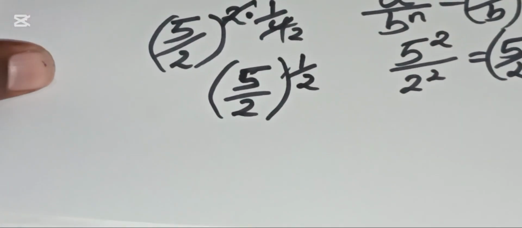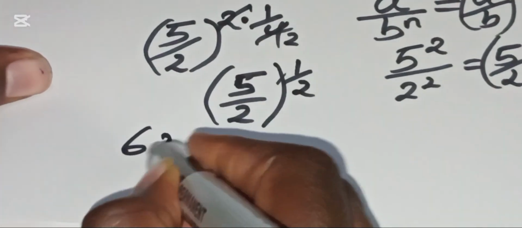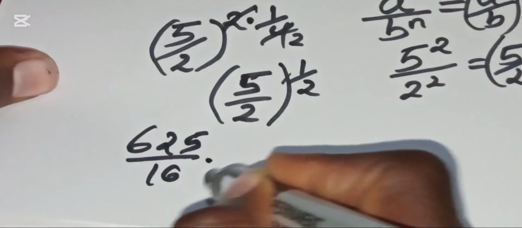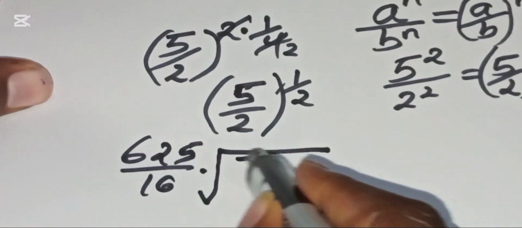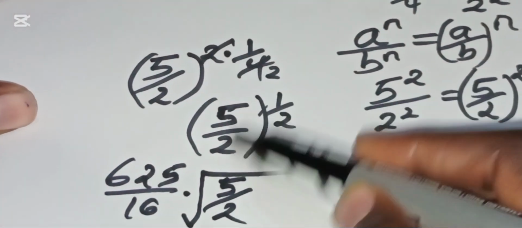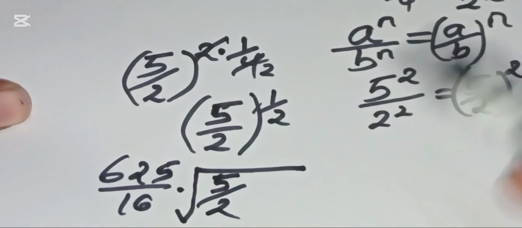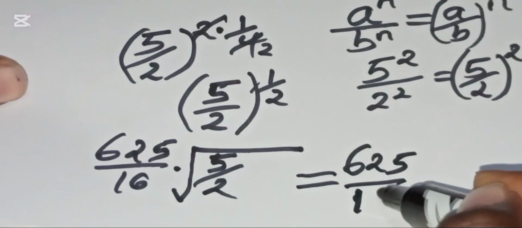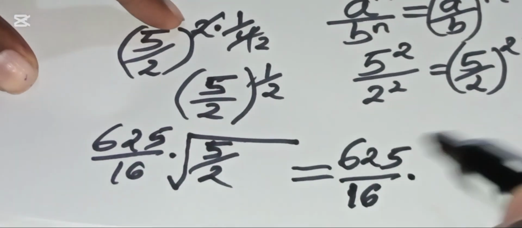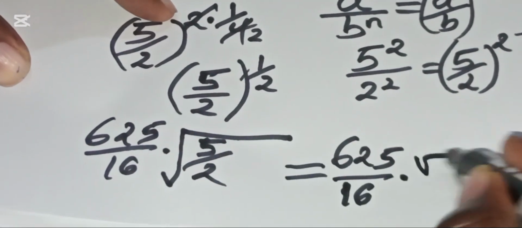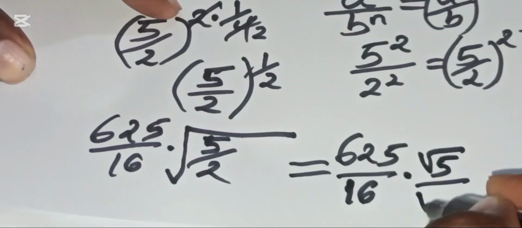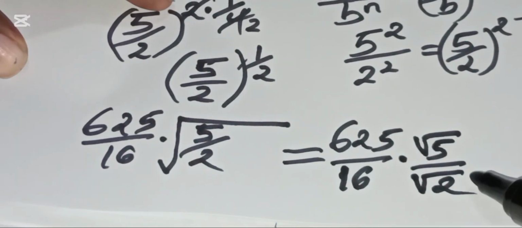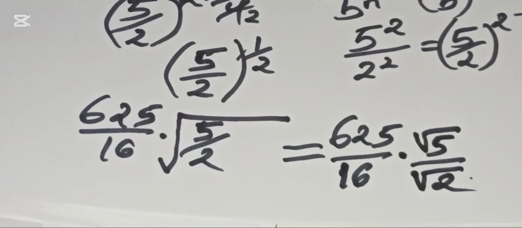Okay, so we're going to have the first part, which is 625 divided by 16 multiplied by square root of 5 over 2. 5 over 2 raised to power a half is the same thing as square root of 5 over 2, which is the same thing as square root of 5 divided by square root of 2. Okay, so from here we rationalize the denominator. So we have 625 divided by 16 multiplied by square root of 5 divided by square root of 2.